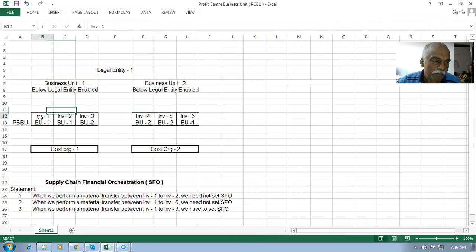So when I made a BU, I made the profit center business unit as BU1, and then for inventory 3, I'm making it as BU2. Similarly, 4 and 5 belong to BU2 as a profit center business unit, whereas 6 belongs to BU1 as a profit center business unit.